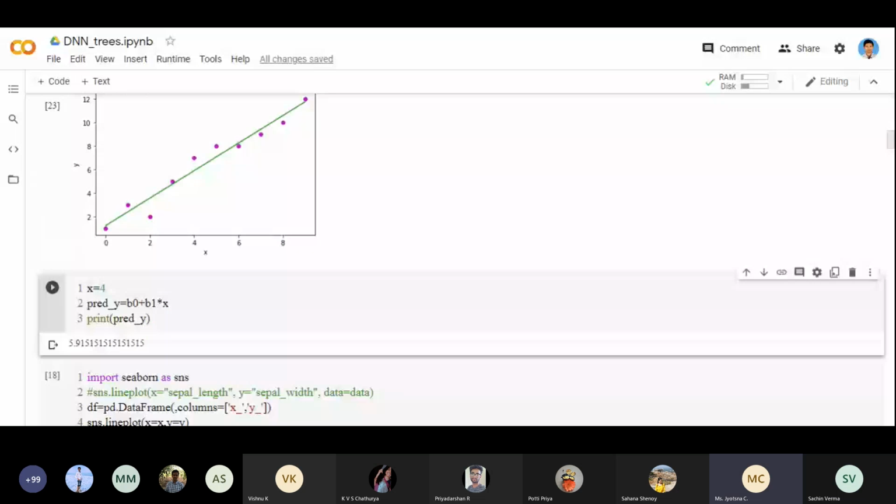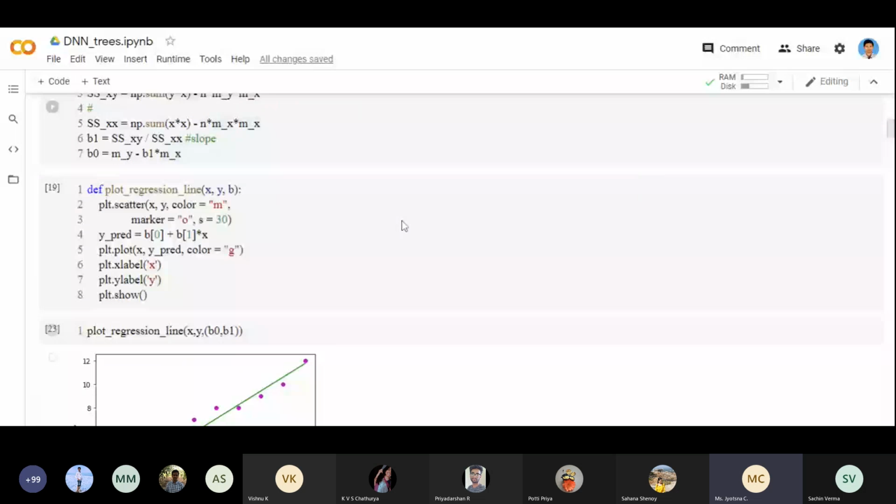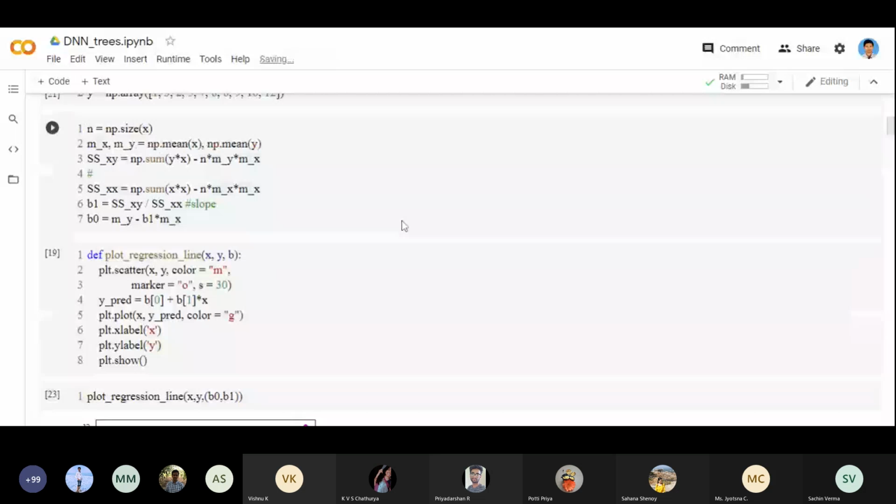Okay, students. The best fit line you need to find out and you need to plot it. It is easy only, linear regression. The same problem you did, the same concept, you just need to write it in the form of code. First find B naught and B1, apply it in the formula, predict Y and plot the line.